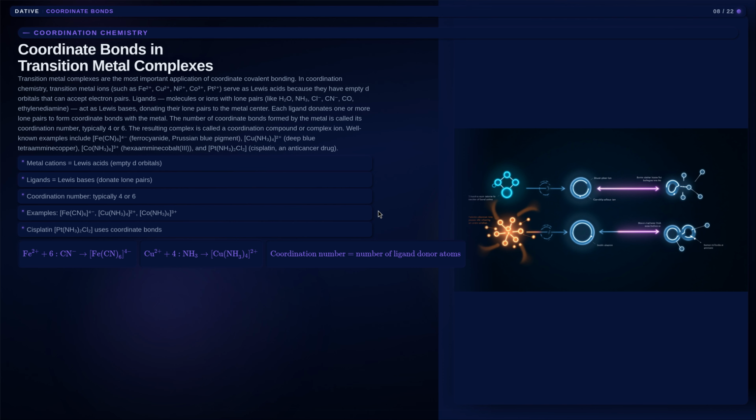Transition metal complexes are the most important application of coordinate bonding. Metal ions like Fe2+, Cu2+, and Co3+ serve as Lewis acids with empty d orbitals. Ligands like water, ammonia, and cyanide act as Lewis bases, donating lone pairs to the metal. The coordination number is typically 4 or 6. Examples include ferrocyanide used in Prussian blue pigment, tetraamminecopper with its deep blue color, and cisplatin, an anti-cancer drug.